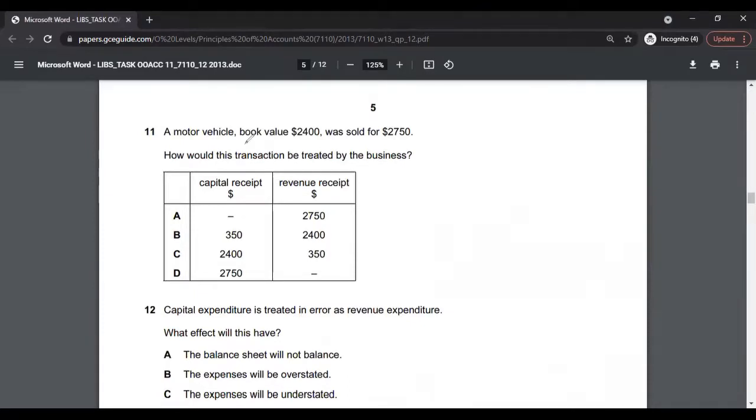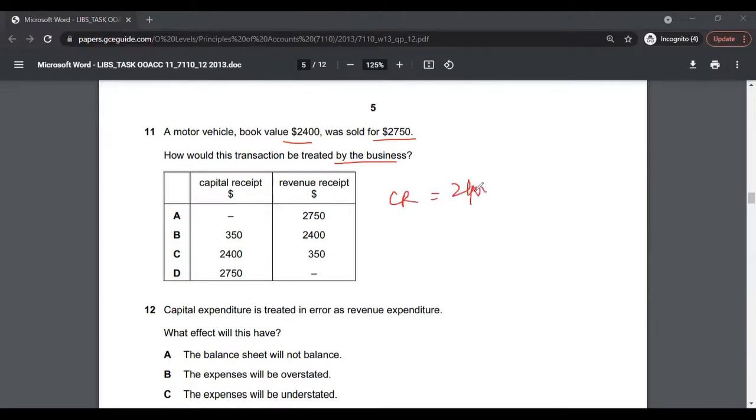Multiple choice 11. A motor vehicle with a book value of 2,400 was sold for 2,750. How would this transaction be treated by the business? So capital receipt of 2,400, and then of course the remaining is revenue receipt of 350, total 2,750. The answer to multiple choice 11 is option C.